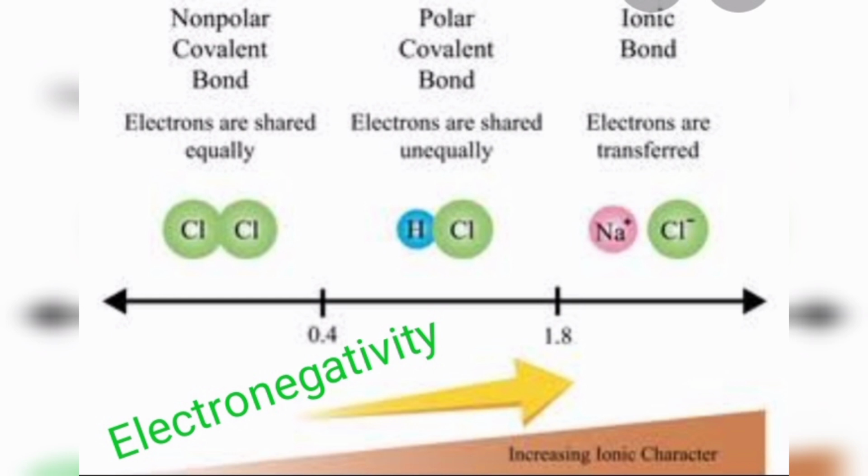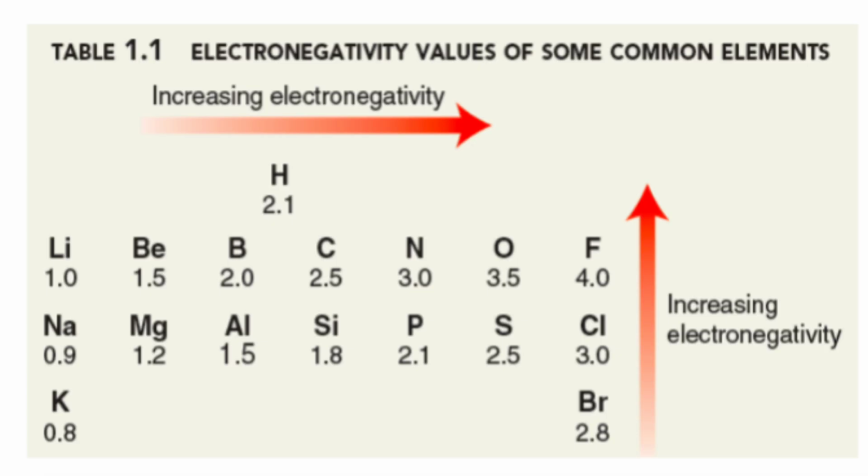So that we call electronegativity. The electronegativity of chlorine Cl2 is 0.4, and for HCl it is 1.8. So this is electronegativity. These are the electronegativity values of some common elements. Electronegativity increases from left to right, and from down to up. Here the arrow mark goes up, indicating increasing electronegativity.